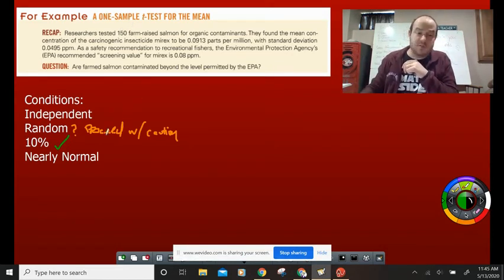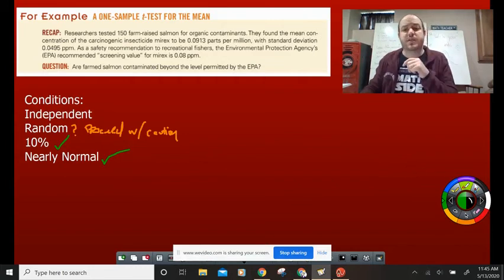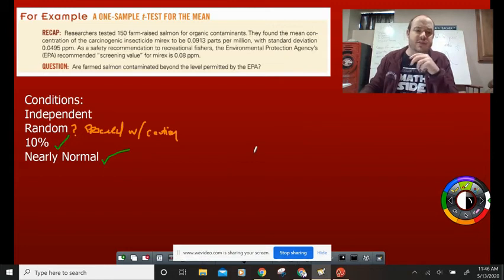150 is well above the 30 to 40 mark, which means our nearly normal condition is met and we are good to go, which means we can jump on in to writing down the rest of our information, picking our test and all that jazz. Now, we already checked the conditions because we knew which test this was going to be. It even said up there it was a 1 t-test.